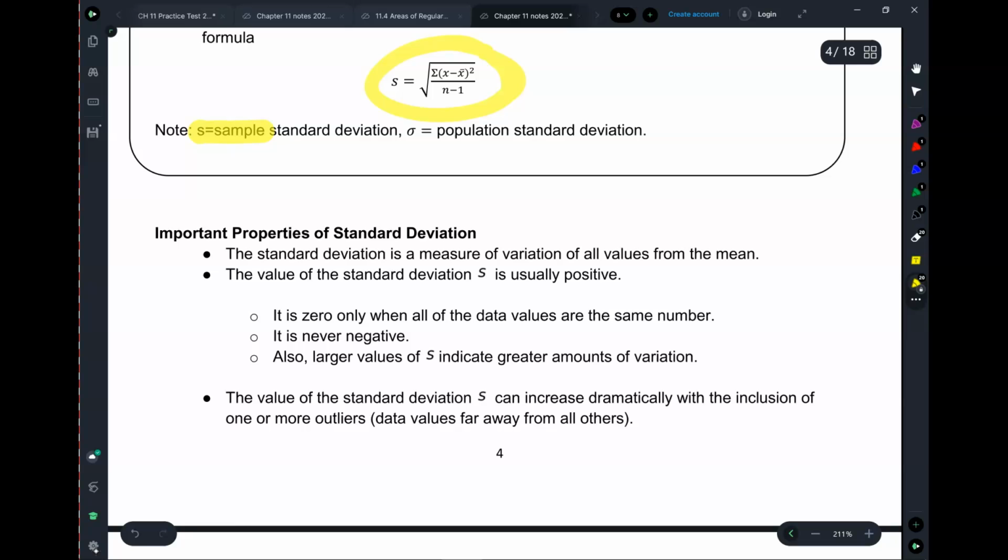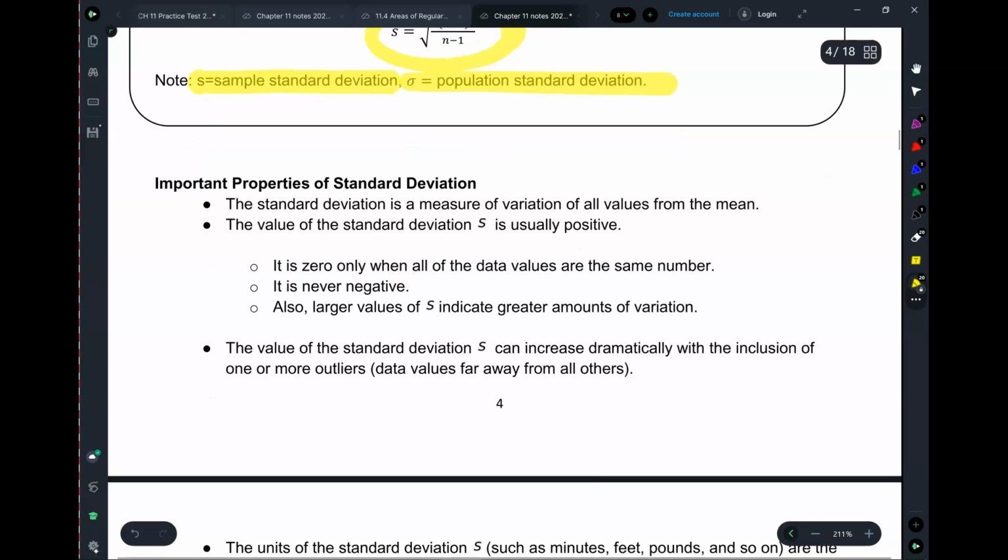Okay, so here, S is the sample standard deviation, sigma is the population standard deviation. All right, so what are some properties of this? Standard deviation is usually positive. Standard deviation is 0 when all of the data values are the same number. Larger values indicate greater amounts of variation.